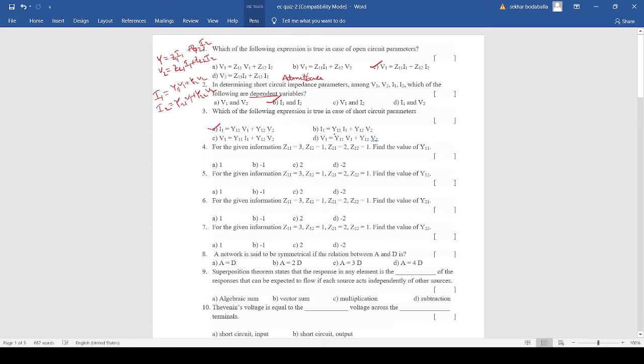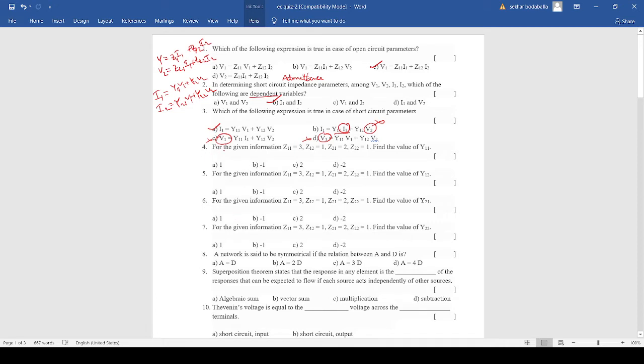See here, it must be I1 in terms of V1 V2, but there is a V2 on the left, so it is wrong. Y11 I1 is there, so option B is wrong. Similarly, it should not be V, so it is also wrong. So option A is the correct answer.